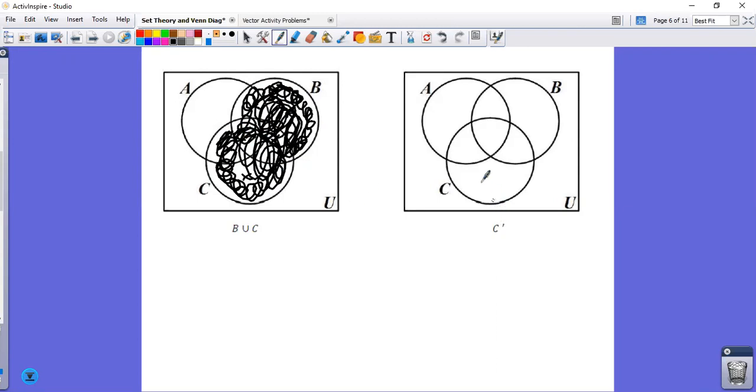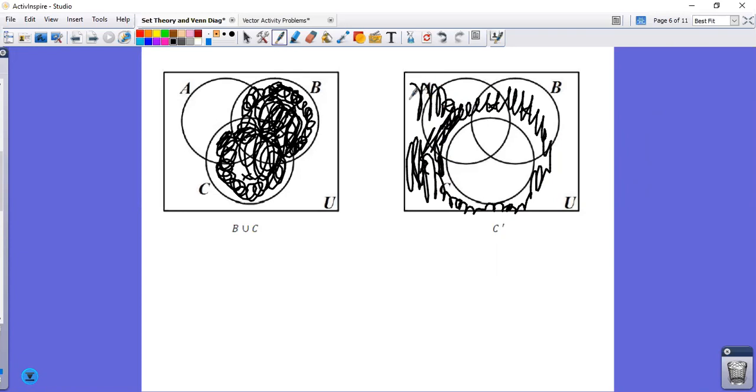C complement, if this is C, it's anything outside of C, including the universal area that's not a subset of anything. So C complement is everything on the outside of that C circle. And again, just like a single circle Venn diagram, if you only have C complement, ignore the A and the B. Hopefully you get the idea.